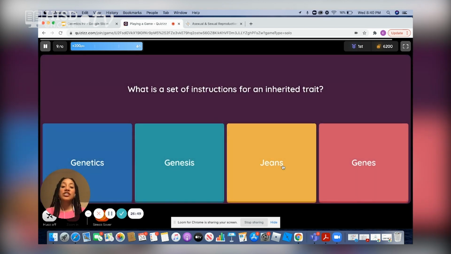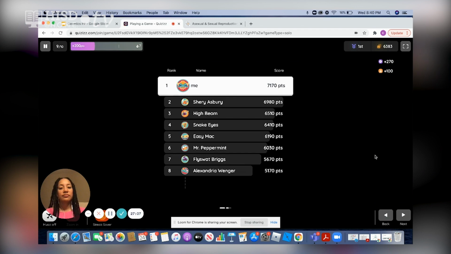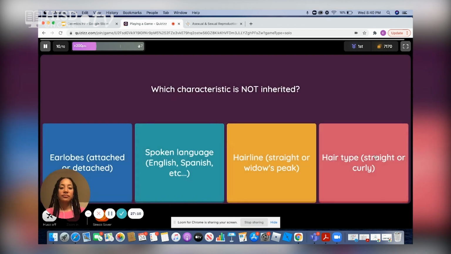What is a set of instructions for an inherited trait? So what makes our eyes green? What makes our hair brown? What makes us tall or short? Right. That all comes down to our genes. Which characteristic is not inherited? So out of these four, which one do you not get from your parents? Absolutely. Out of the four, the only one that we do not get from our parents and instead get from our environment is spoken language.